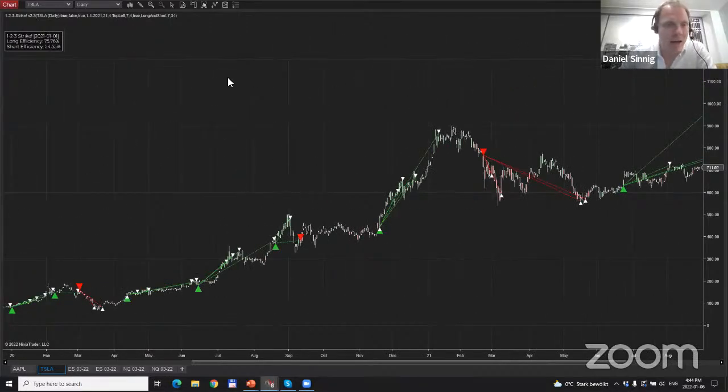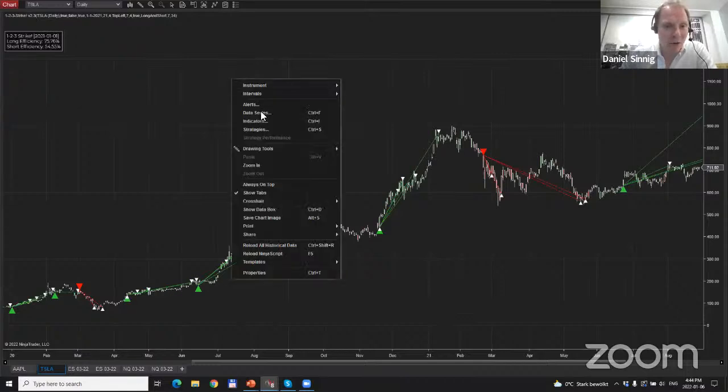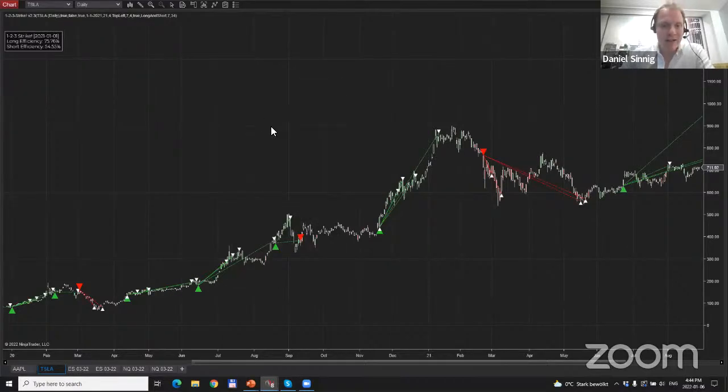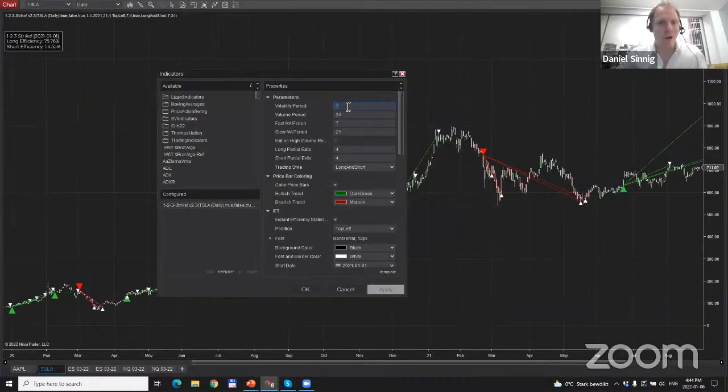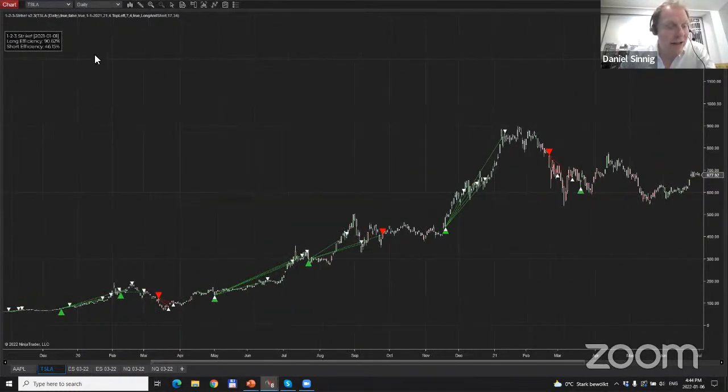And now, the cool thing, if I go back to the settings of this indicator and perhaps change something. Let me change this parameter here, the volatility period parameter, from 7 to perhaps, I don't know, 17. I'm just making this up. Now observe the statistics up here. I click OK, and as you can see here, they update instantaneously. Now with that change, I can see that historically speaking, my long efficiency has increased to 90%, whereas my short efficiency went down to 46%.